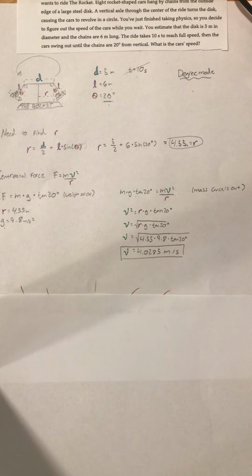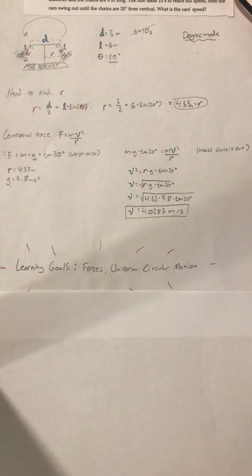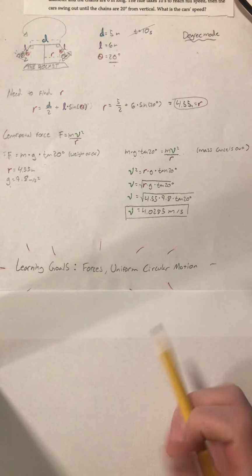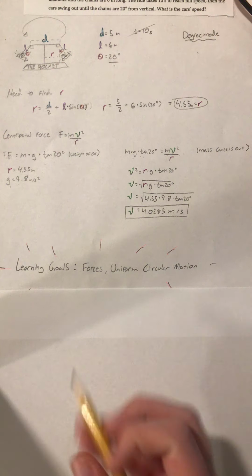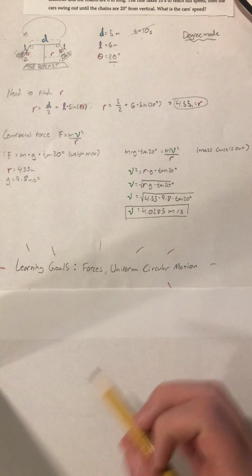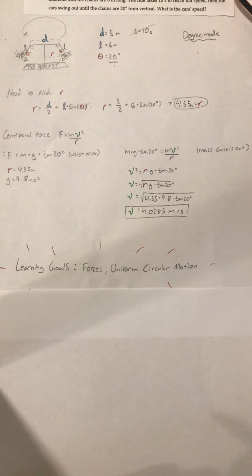Our learning goals for today, and particularly this week, are uniform circular motion and forces. Considering that we are trying to find the max velocity of the car, we're just going to go with uniform circular motion. And we're also working with forces. And what we're also working on is trying to differentiate what pieces of information are important.